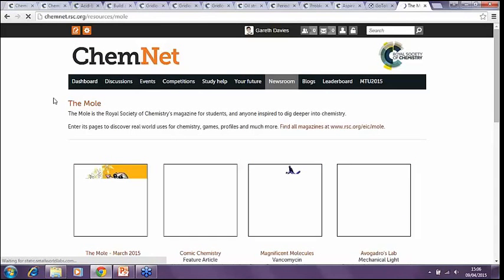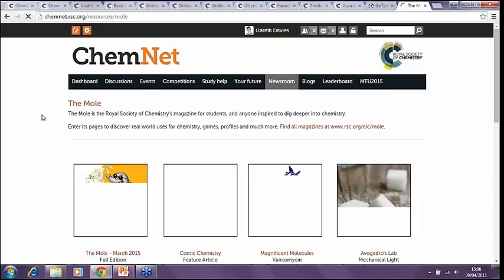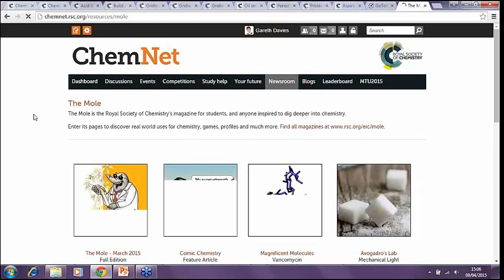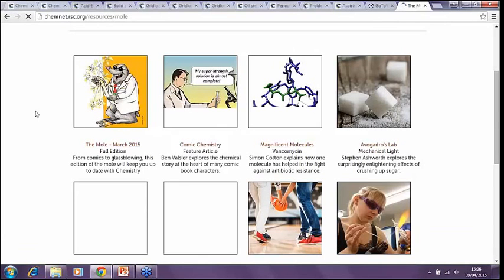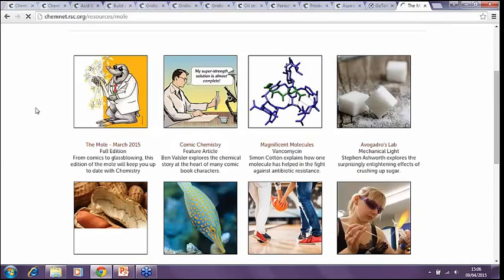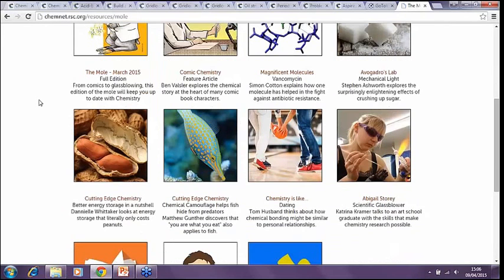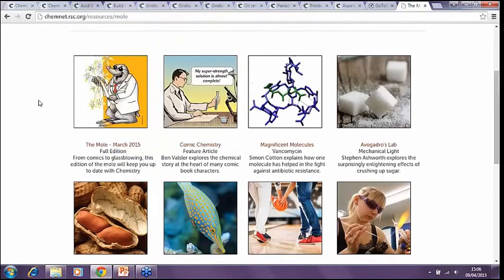The Mole is also another benefit of being a ChemNet member. This is your online magazine and we bring you articles from the cutting edge of chemistry, opinion polls, puzzles, and other career profiles. Make sure you have a read every other month when we put it online for you.